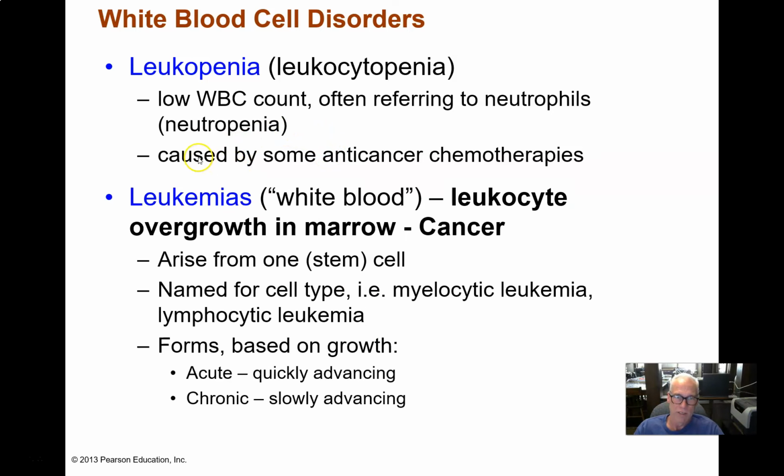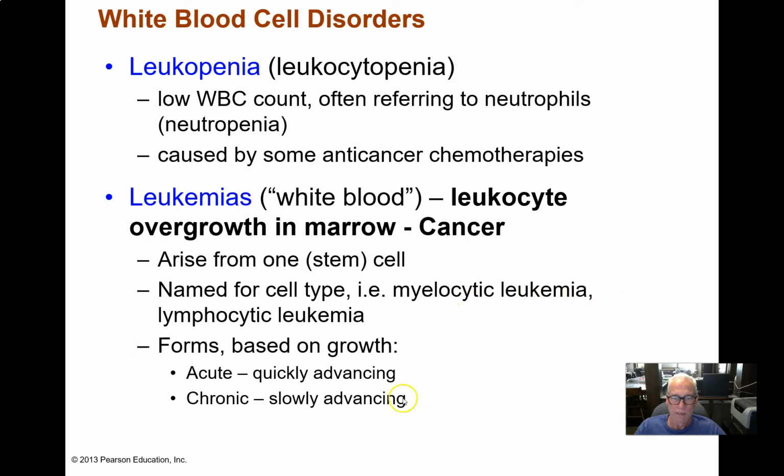Leukemias are cancers of white blood cells, overproduction of a particular white blood cell or white blood cell progenitor in the red bone marrow. Could be any one. Could be myelocytic leukemia, meaning a lineage of monocytes or any of the other white blood cells besides lymphocytes that would be classified as a myelocytic leukemia. If it was lymphocyte lineage that was involved, it would be called a lymphocytic leukemia.